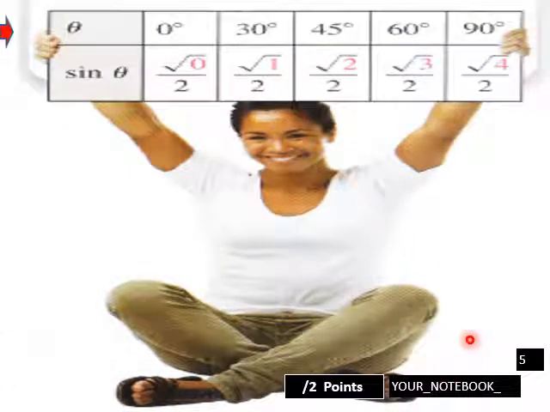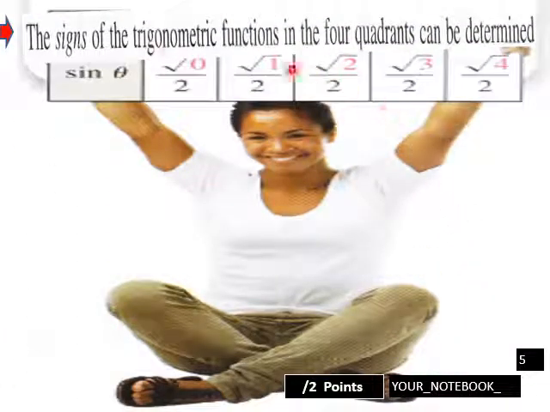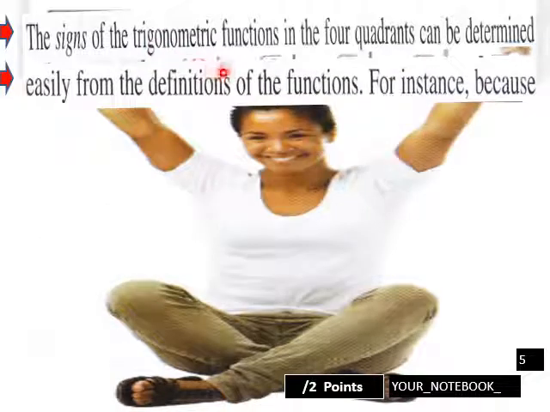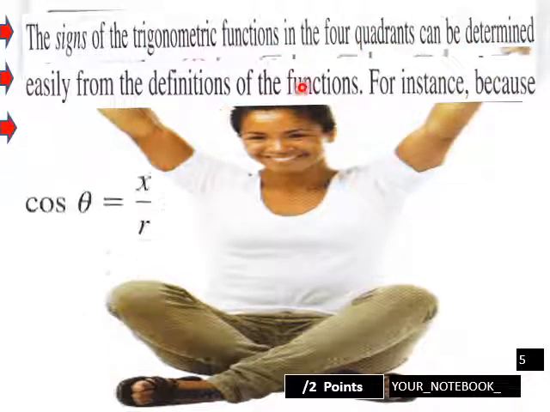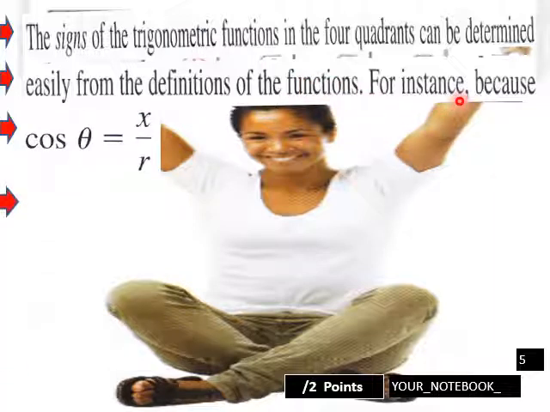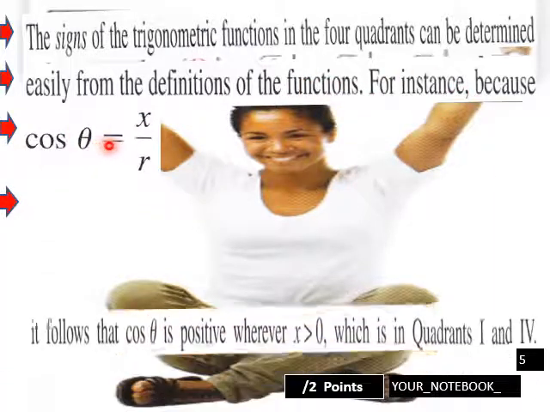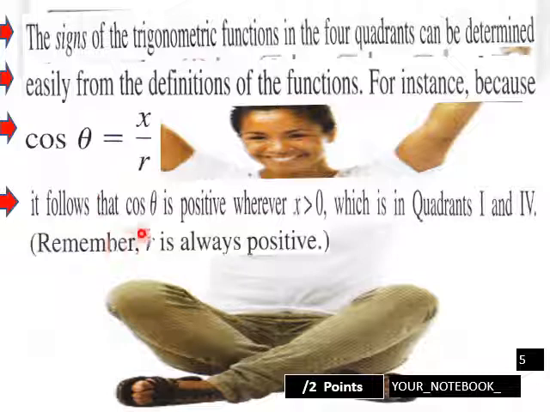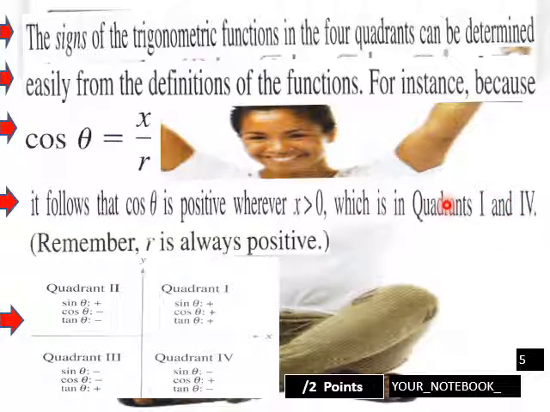Okay, notebook entry, slide number 5, students. The signs of the trigonometric functions in the 4 quadrants can be determined easily from the definitions of the functions. For instance, because cosine theta equals x over r, it follows that cosine theta is positive wherever x is greater than 0, which is in quadrants 1 and 4. That would be where your x values are greater than 0.